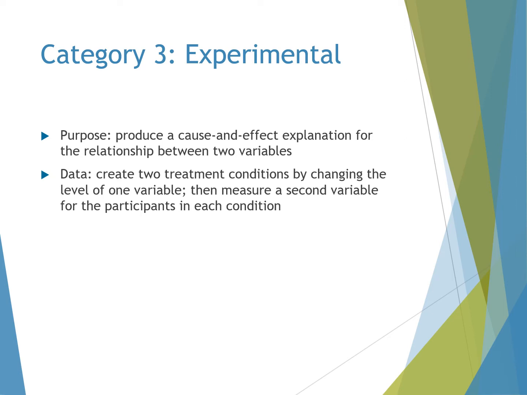The third category is strategies that examine relationships between variables by comparing 2 or more groups of scores. So this includes experimental, quasi-experimental, and non-experimental. The purpose here is to produce a cause and effect explanation for the relationship between 2 variables. And so our data for an experimental study involves creating 2 treatment conditions by changing the level of one variable and then measuring the second variable for participants in each condition. We'll spend a lot of time talking about experimental studies.